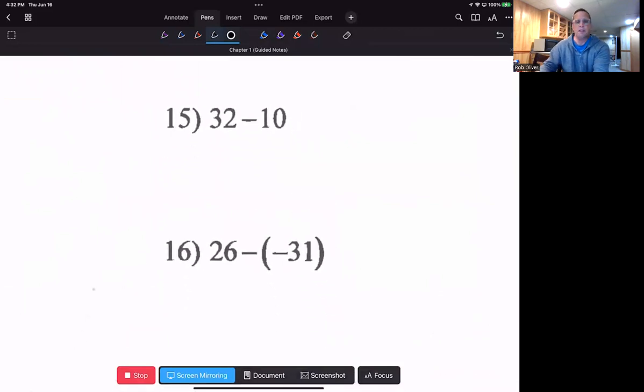All right. Now 15 is such a basic, normal rote subtraction problem, but let's go ahead and think of it like a negative number problem. We got 32 plus negative 10. I mean, we already knew it was 22, but what the heck? It's 22.